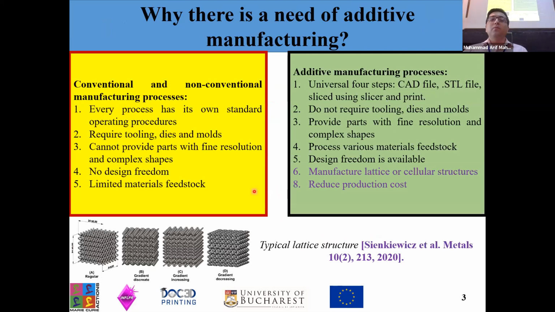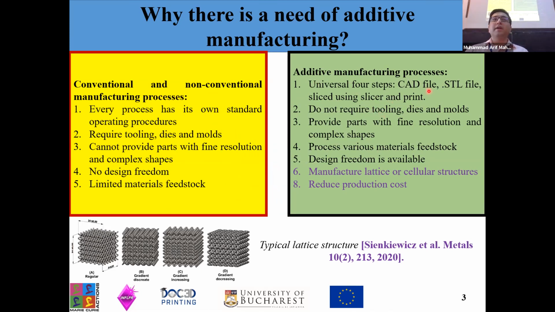One may ask why there is a need for additive manufacturing when we have conventional and non-conventional manufacturing processes. The first thing is that every conventional and non-conventional manufacturing process has its own standard operating procedures. They require tools, dies, and molds, and they cannot print with a very fine resolution and cannot produce complex shapes. Furthermore, there is no design freedom, and every process is limited by a feedstock material. All these possibilities are available in the additive manufacturing process.